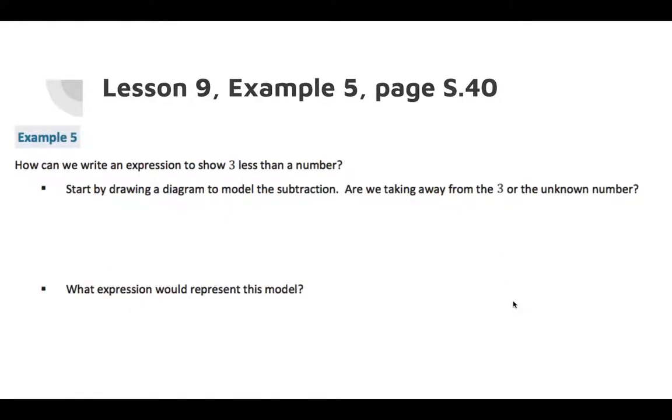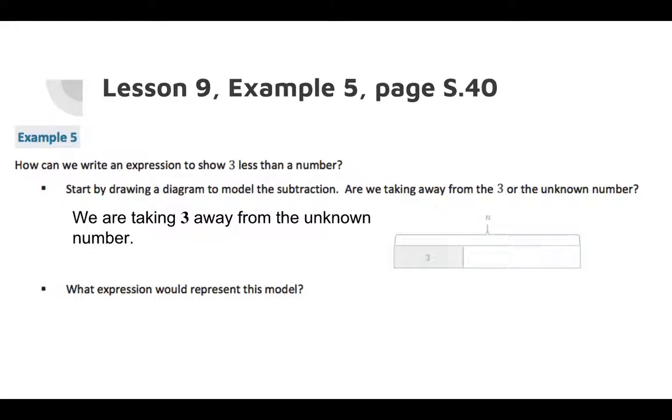Example 5, how can we write an expression to show 3 less than a number? Okay, remember when we're told a number, that means we're going to be using a letter. Start by drawing a diagram to model the subtraction. Are we taking away from the 3 or the unknown number? 3 less than a number. So we're taking 3 away from the unknown number. So 3 less than a number. Okay, it means you start off with a number and you want 3 less than it.